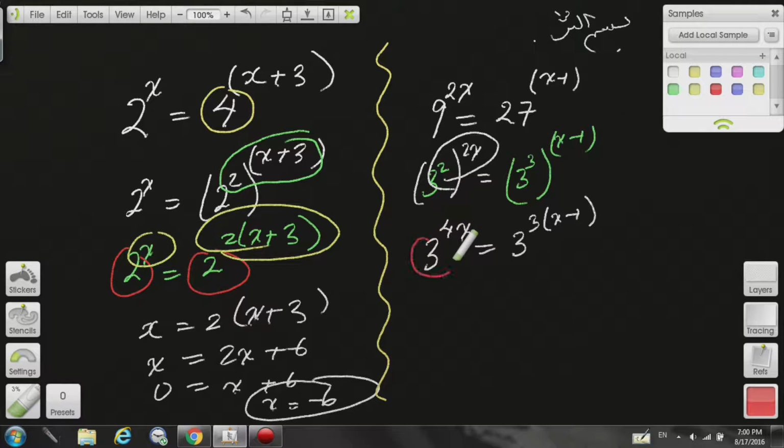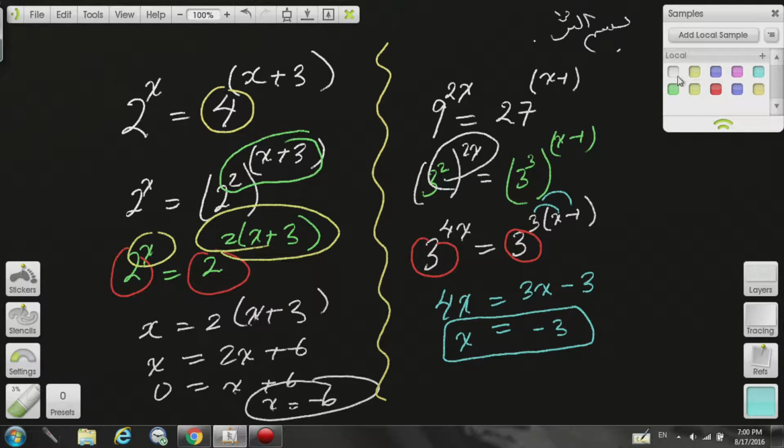Now the bases are the same. So you can rewrite, I'm going to just distribute this over here. 3x minus 3. Take the 3x to this side, x equals negative 3. Okay, so these are two examples where the bases were not the same, but we manipulated the bases, so to speak, to make them the same, and we simplified the expression of the equation and got the answer.